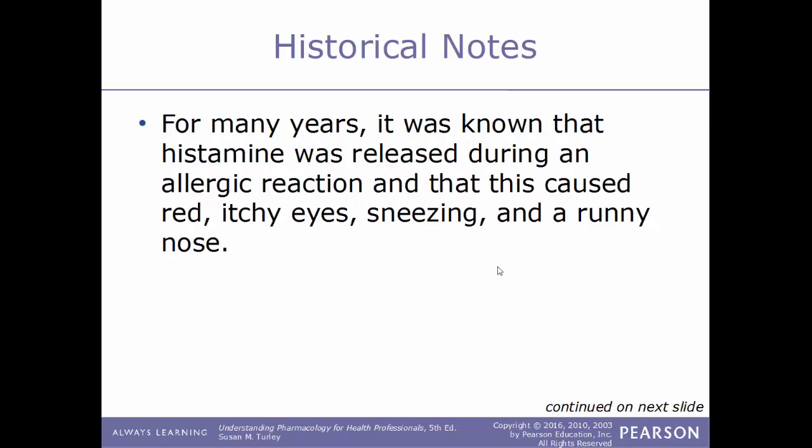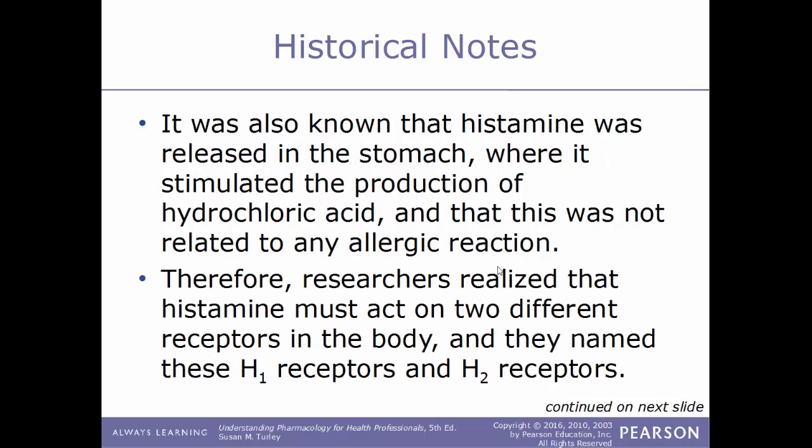All right, now a historical note. For many years, it was known that histamine was released during an allergic reaction. And this is what causes you to have the red eyes, the itchy eyes, the sneezing, runny nose. All the common allergic reactions that you get are due to the release of histamine. It was also known that histamine was released in the stomach, where it stimulated the production of hydrochloric acid. But this was not related to any type of allergic reaction. So therefore, researchers realized that histamine must act on 2 different types of receptors in the body. So that's why we have H1 receptors and H2 receptors.